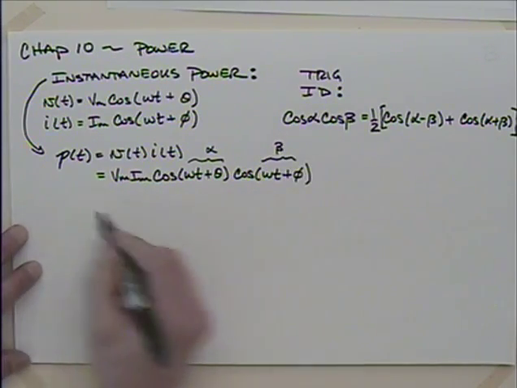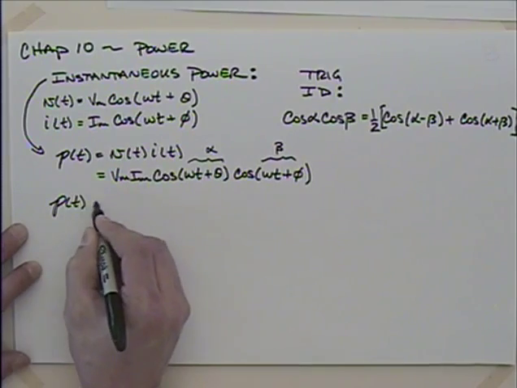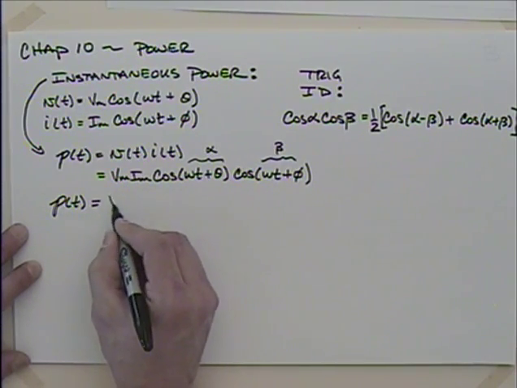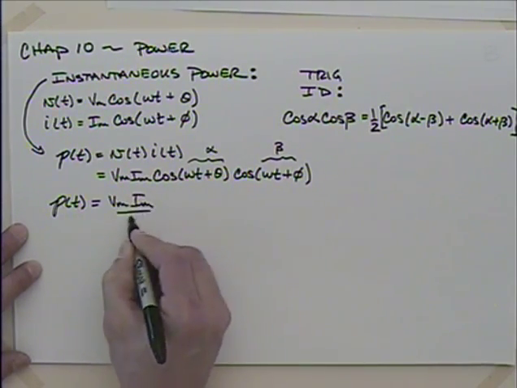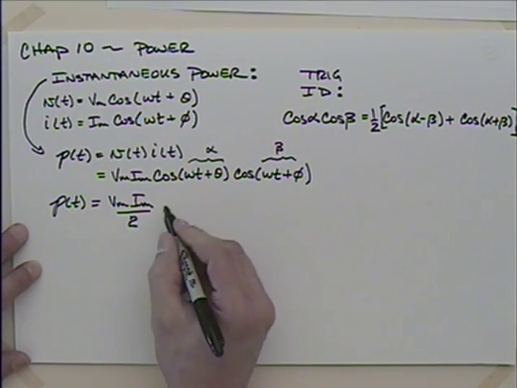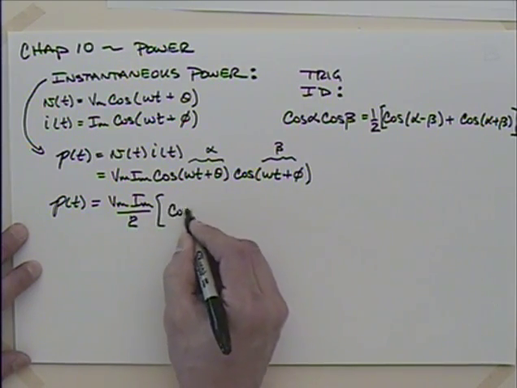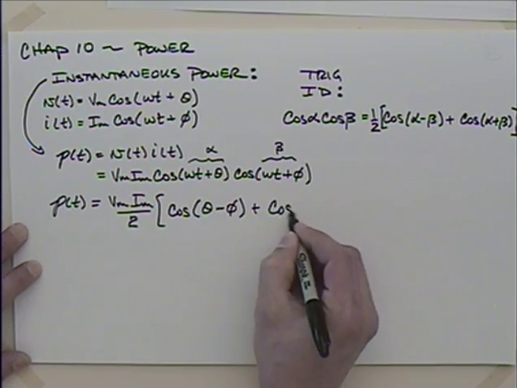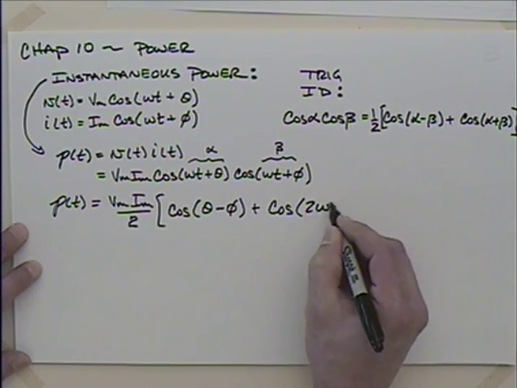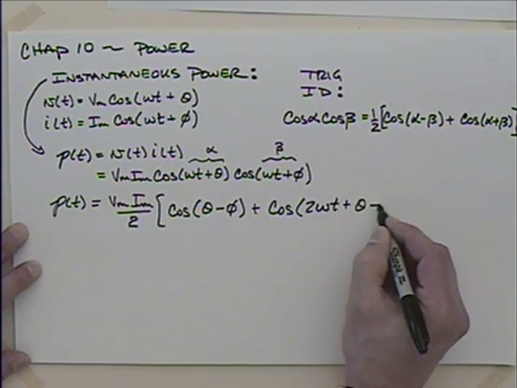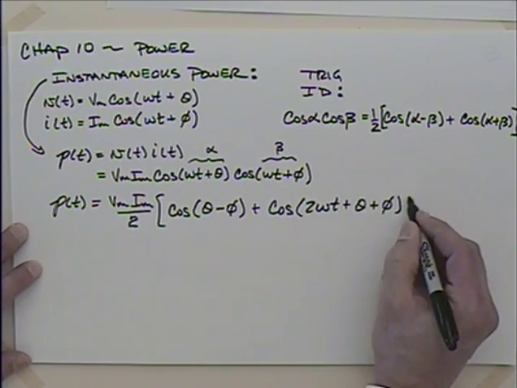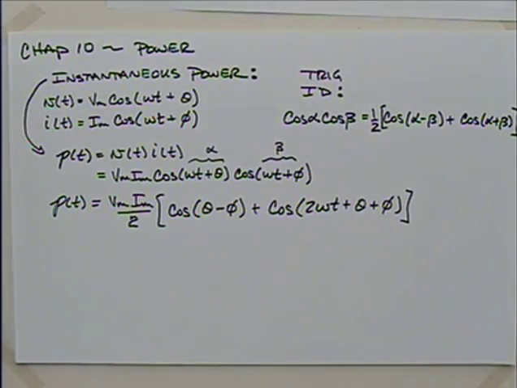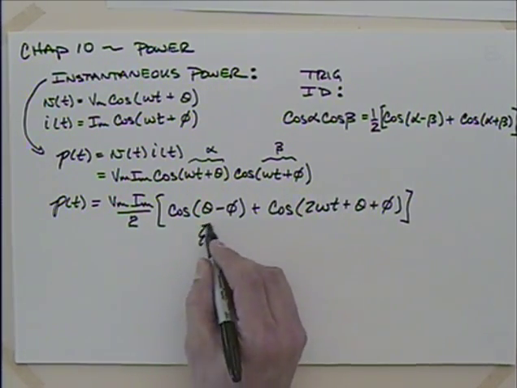So I could rewrite this and say then that my instantaneous power is equal to Vm Im divided by 2, I've got that half factor in there, times the cosine of theta minus phi plus the cosine of 2 omega t plus theta plus phi. So that's using that trig ID. Let me double check, make sure I've written that down correctly. I have. A couple of things we might notice on this. This is not a function of time.